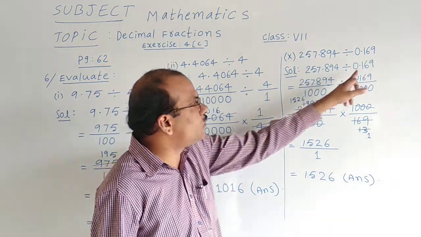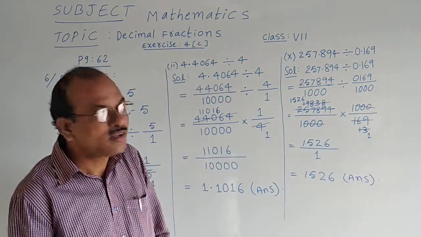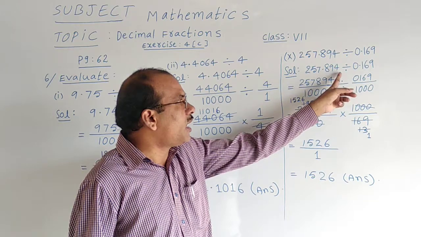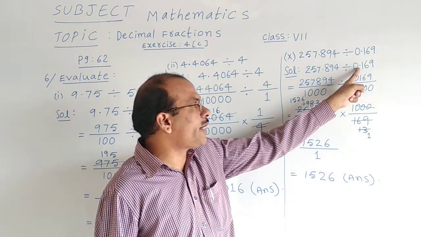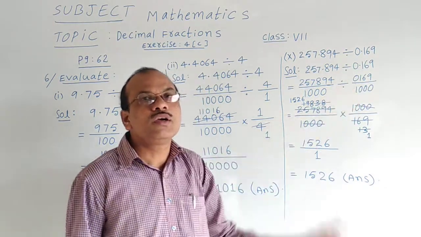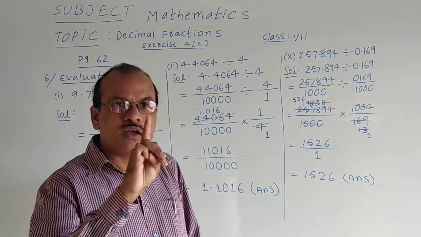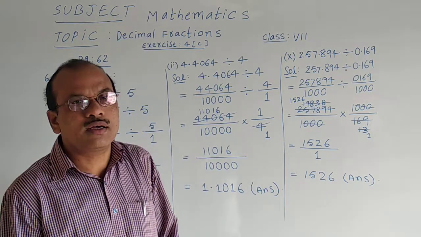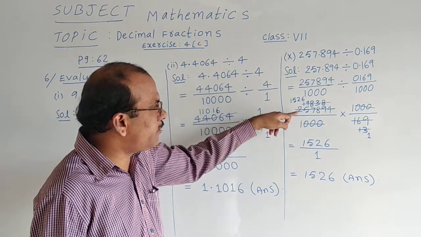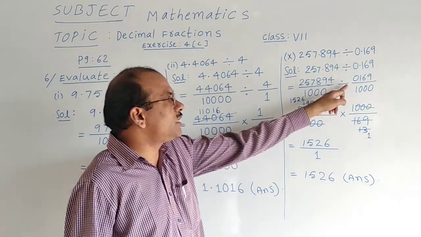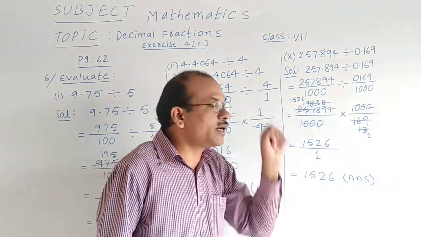Then the points are removed in both cases and 1,000 is placed in the denominator in both cases. Why? Because we want to remove the point after 3 digits, so 1,000 should be placed. Here also the point after 3 digits we have removed. So we have placed 1,000 in the denominator, because 1,000 has 3 zeros and starts with 1. That's why this is the step we have generated. Am I correct? Next, the same number is written over 1,000. The division symbol is changed into multiplication, and then its reciprocal, 1,000 by 169.